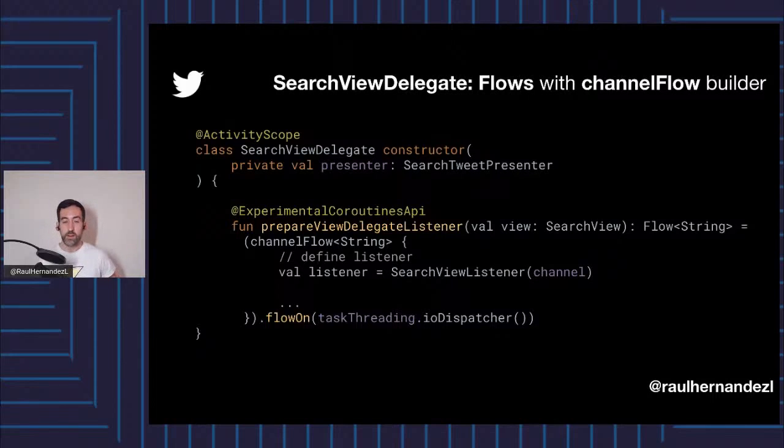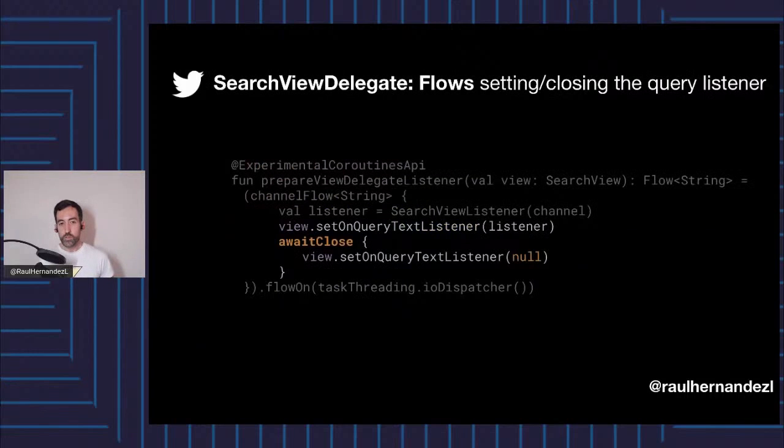Interestingly, you can see right here, please pay a little bit of attention, channel is not initialized anywhere. You cannot see this declared, you cannot see this initialized, because the channel flow builder is making this instantiation of the object for us. So we have this channel for free from this block. That's very interesting. Also, we could use an await clause to make sure that any time the scope is canceled and we need to cancel everything with structured concurrency, the view is going to nullify this text listener to avoid memory leaks from the view. That's very relevant.